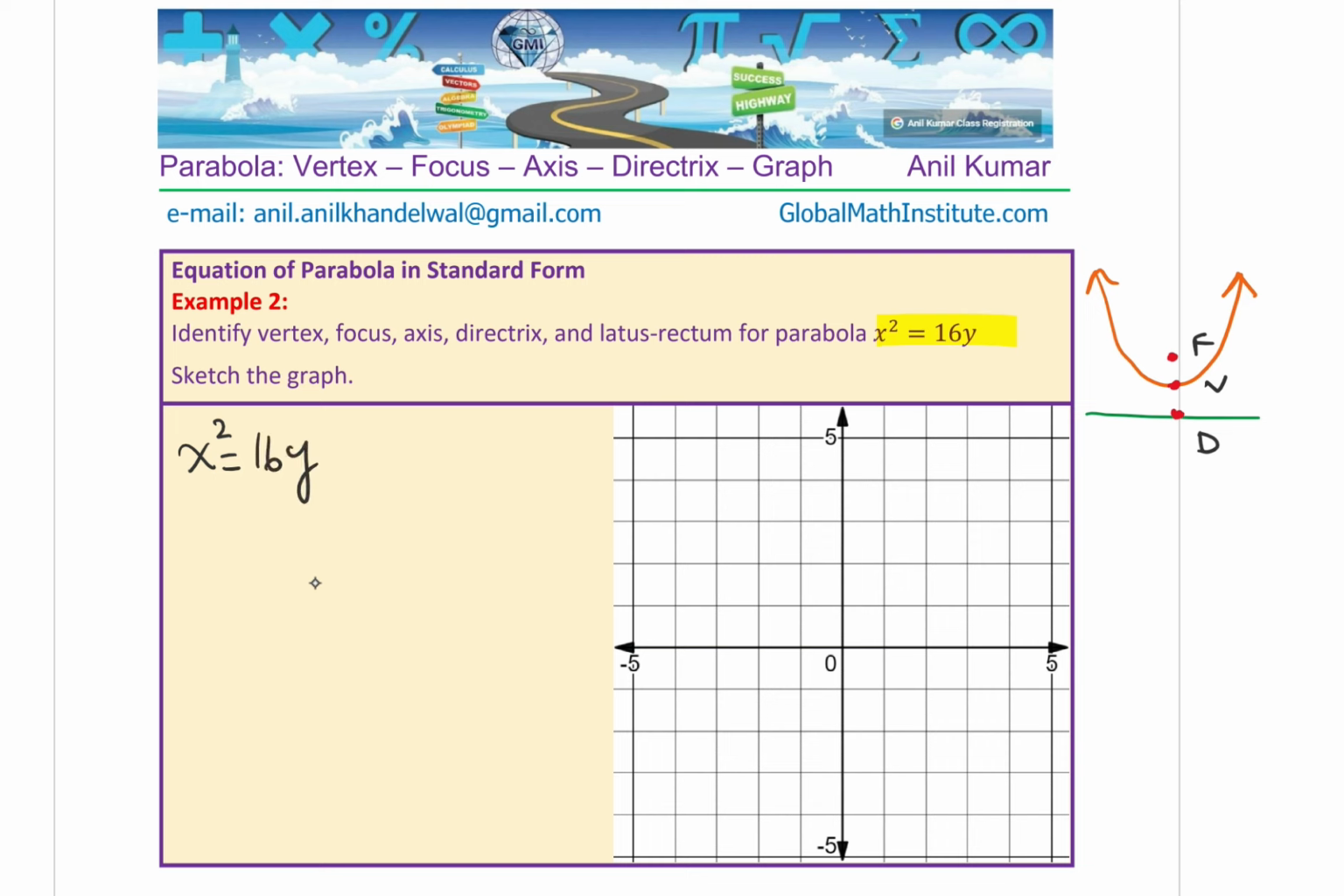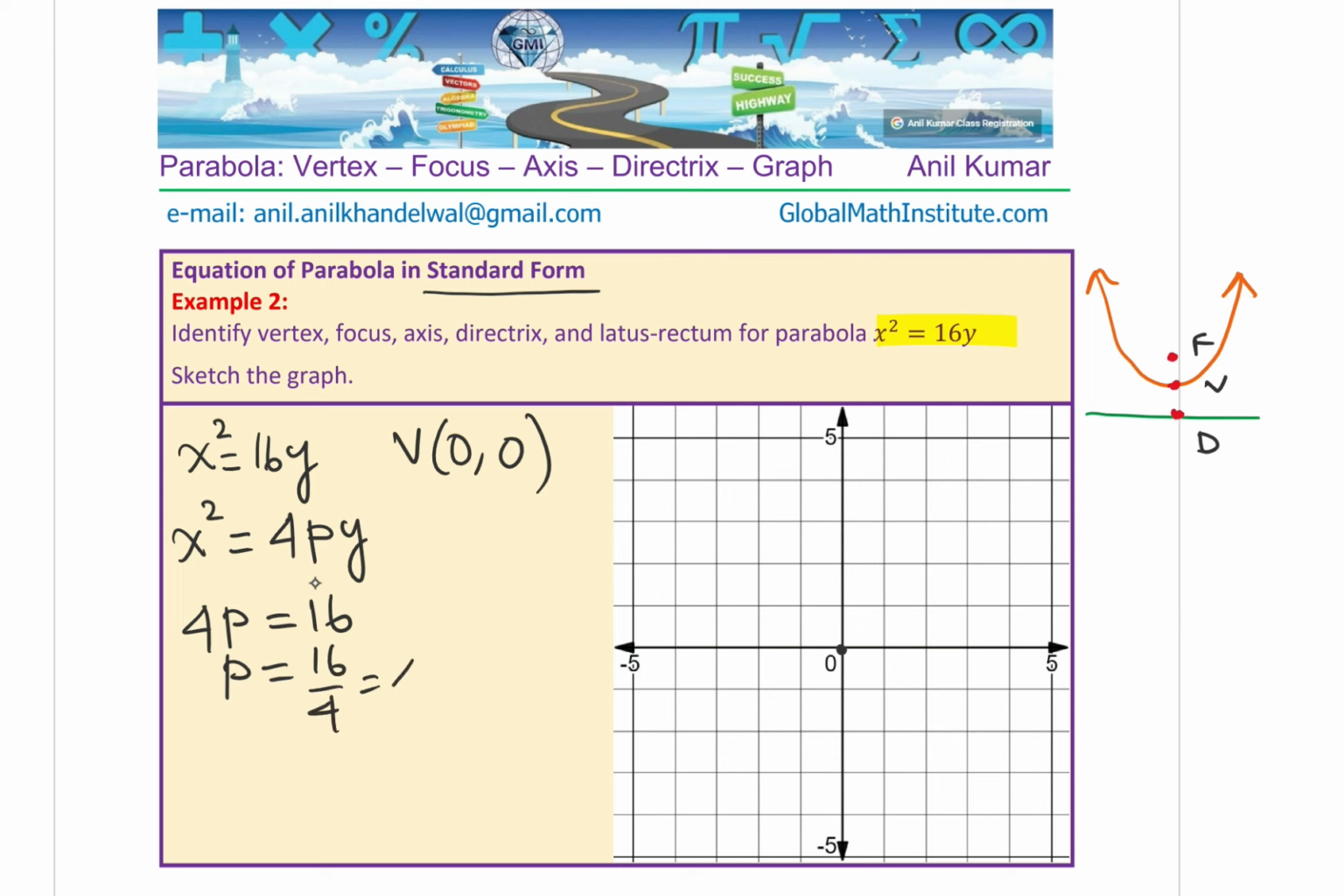So clearly, this is the standard form of equation where the vertex is at 0, 0. So we have the point right there at the vertex. Now, we can compare this with the equation x squared equals to 4py. And that means 4p is equal to 16, or the value of p is 16 over 4, which is 4. So therefore, what we have here is p, which will be 4 units above. So 1, 2, 3, 4. So that becomes the focus for us.